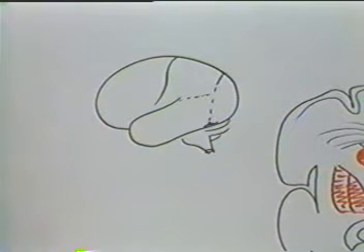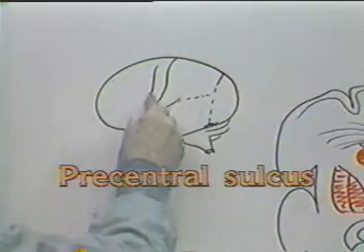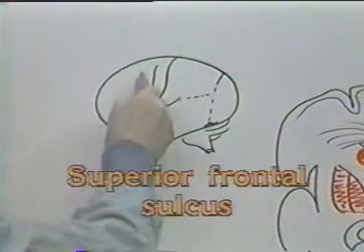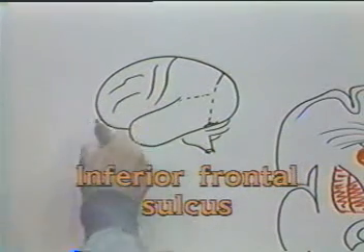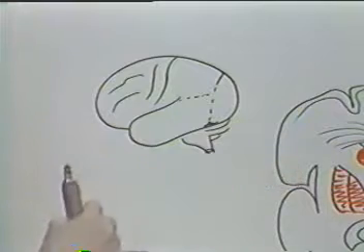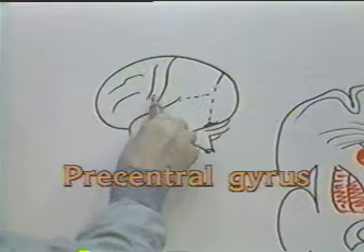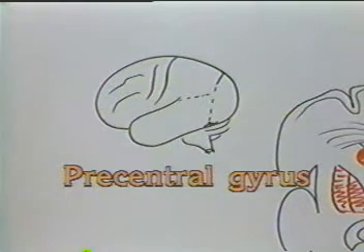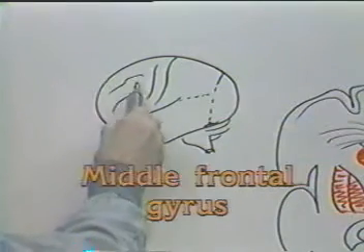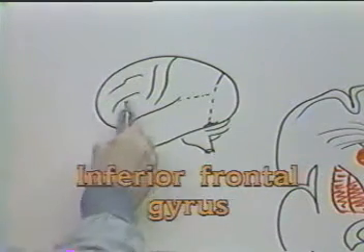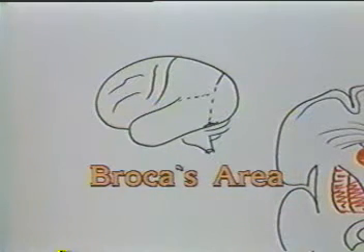Through the presence of 3 main sulci, the precentral sulcus, the superior frontal sulcus, and the inferior frontal sulcus, the frontal lobe is divided into 4 convolutions. Precentral gyrus, which approximately corresponds to the motor cortex, the superior frontal gyrus, the middle frontal gyrus, and the inferior frontal gyrus, where Broca's motor speech area is located, usually on the left side.